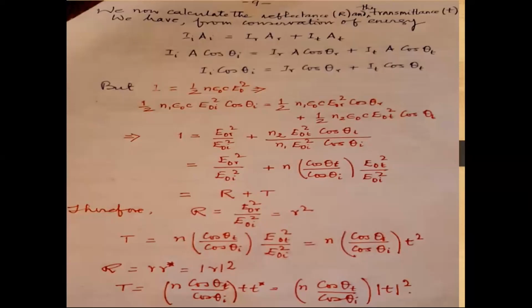So conservation of energy implies that EiAi equals ErAr plus EtAt, and A actually, because this is a slanting area, you have Ii A cos θi equals Ir A cos θr plus It A cos θt, which gives me Ii cos θi equals Ir cos θr plus It cos θt.